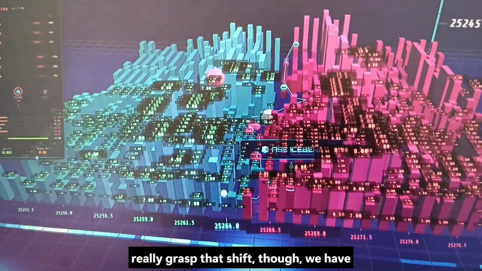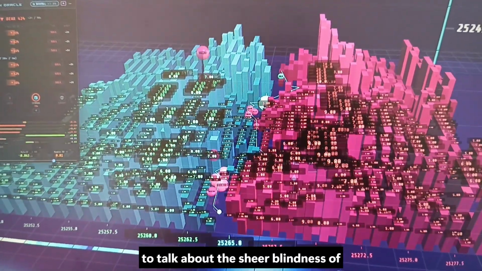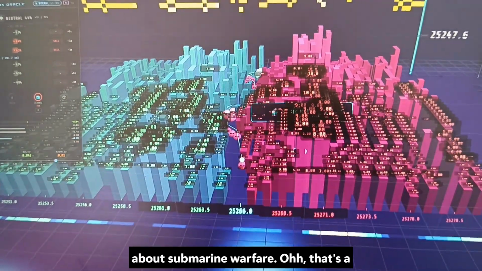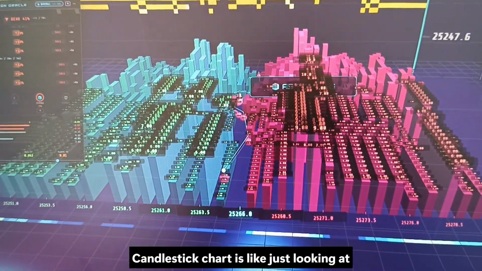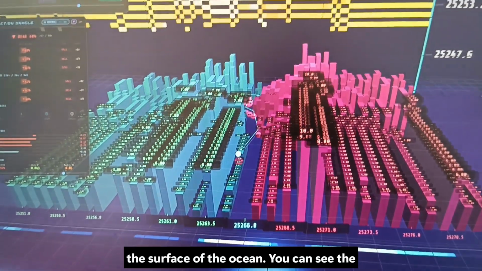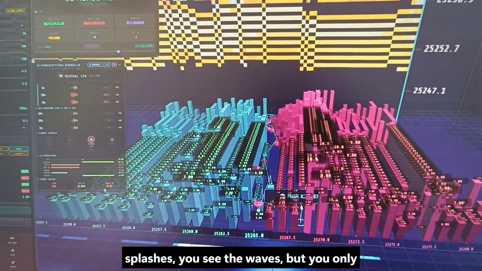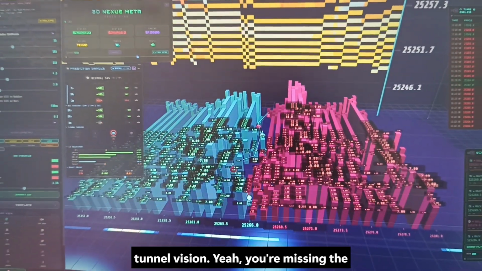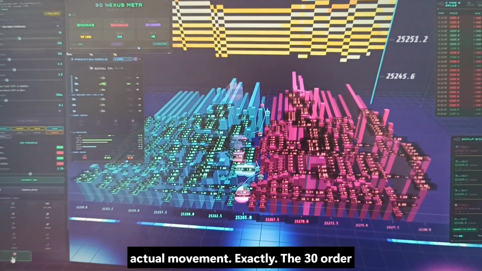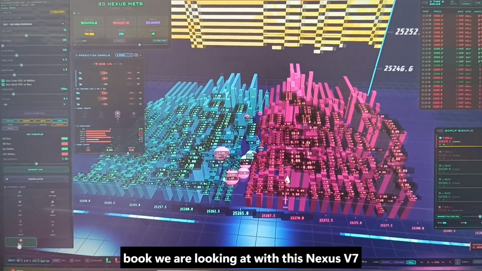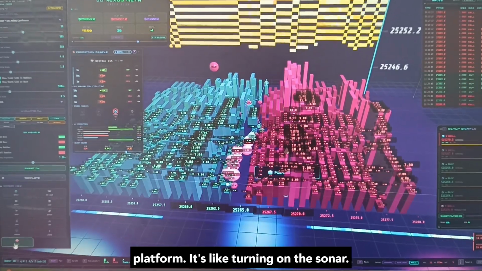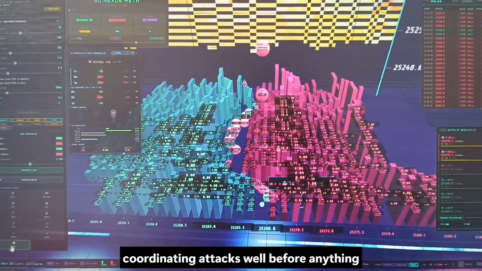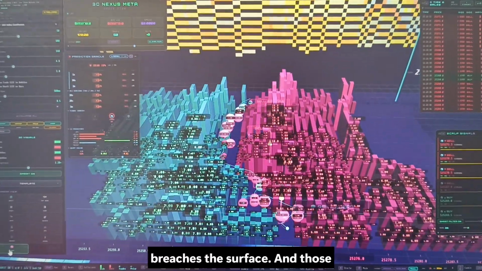Okay, to really grasp that shift, though, we have to talk about the sheer blindness of traditional 2D charts. I mean, think about submarine warfare. Oh, that's a good analogy. Right. A standard candlestick chart is like just looking at the surface of the ocean. You can see the splashes, you see the waves, but you only see the result of what's happening underneath. You suffer from complete tunnel vision. Yeah, you're missing the actual movement. Exactly. The 3D order book we are looking at with this Nexus V7 platform, it's like turning on the sonar. It reveals the submarines moving into position, loading their torpedoes, coordinating attacks, well before anything breaches the surface.